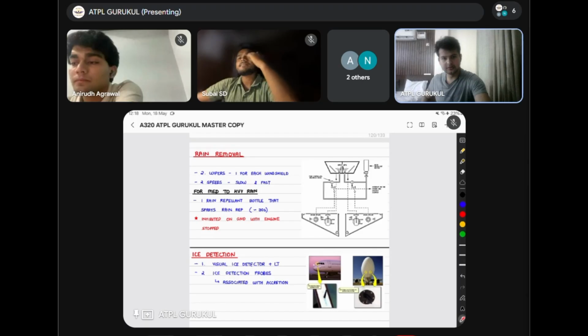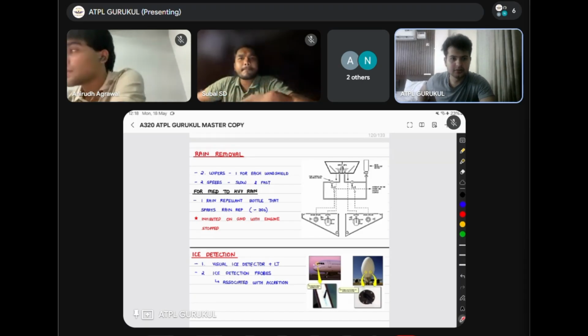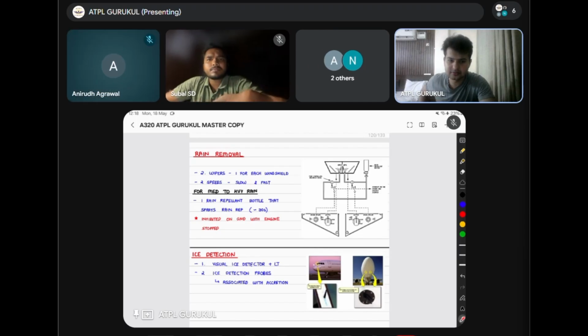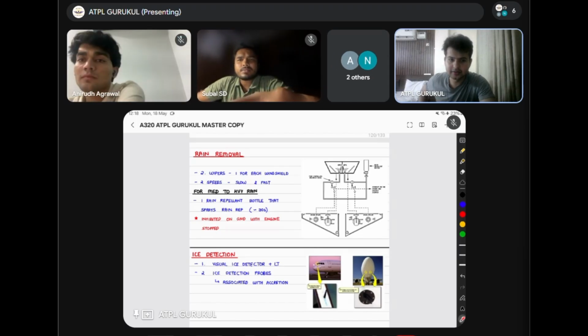Okay. Shall I continue? Let's go on to the next topic. So you also read the probe and window heat from the overhead panel, the controls and indicators, right? There's really nothing much to it. Okay. So now let's talk about rain removal.